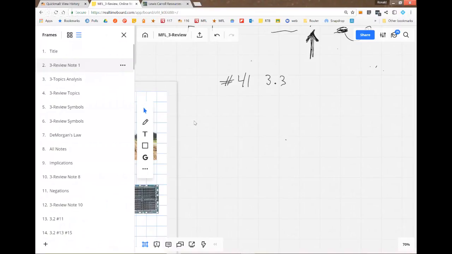So this is kind of like two separate problems. We've got if P then Q, and separately P and not Q. And the question is, are they equivalent? Remember that equivalent symbol is like an equal sign?